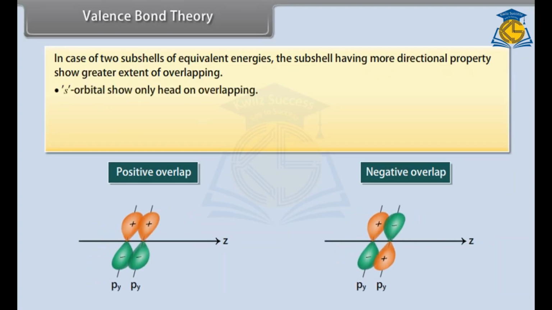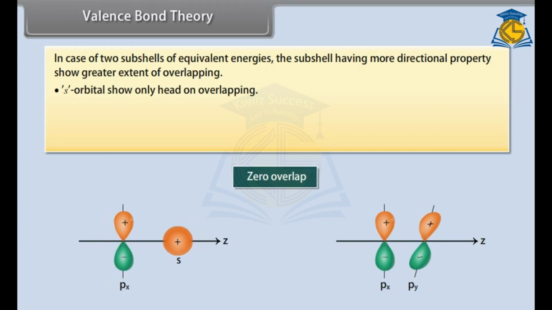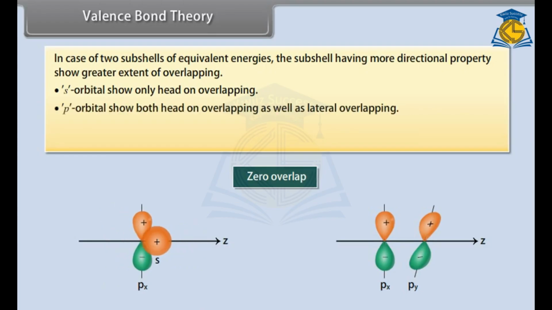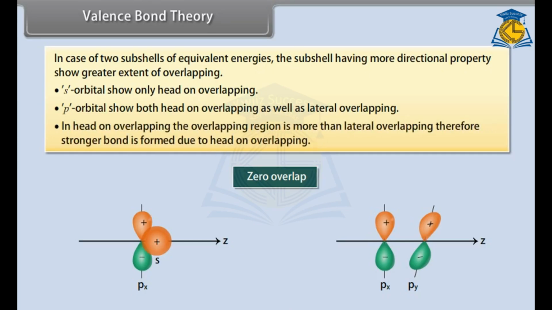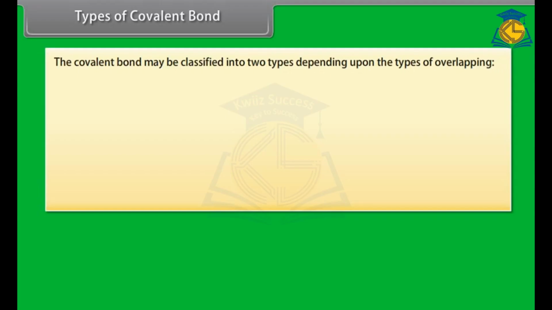S orbitals show only head-on overlapping. P orbitals show both head-on overlapping as well as lateral overlapping. In head-on overlapping, the overlapping region is more than lateral overlapping. Therefore, stronger bond is formed due to head-on overlapping. Types of covalent bond. The covalent bond may be classified into two types depending upon the types of overlapping: sigma bond and pi bond.